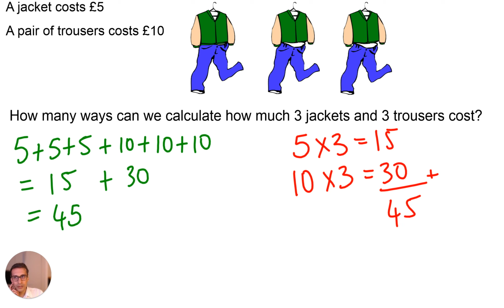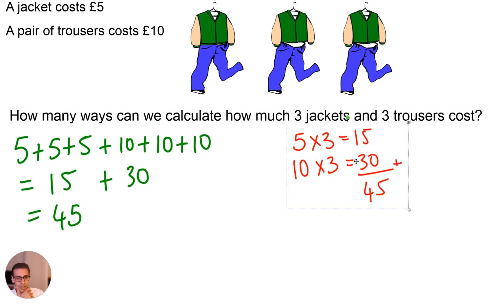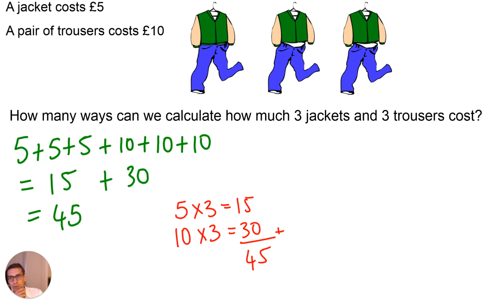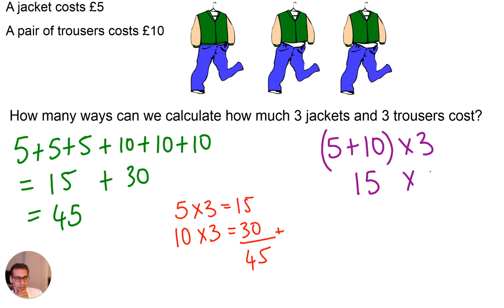And if you were the most efficient, and this is really the big one, this is the idea which I hope you managed to figure out. What we could do is add up 1 pair of trousers and 1 jacket, 5 plus 10, and then multiply that by 3. So that becomes 15 times 3, which is 45.